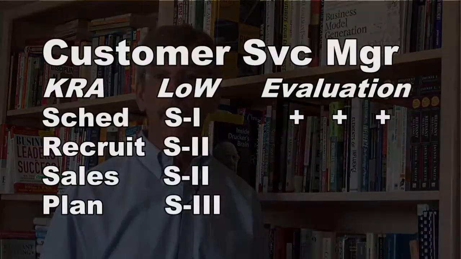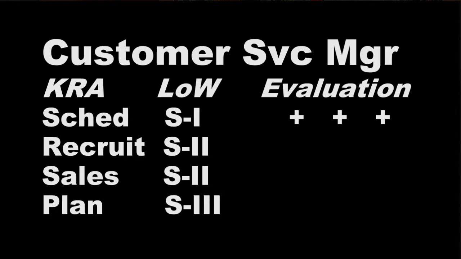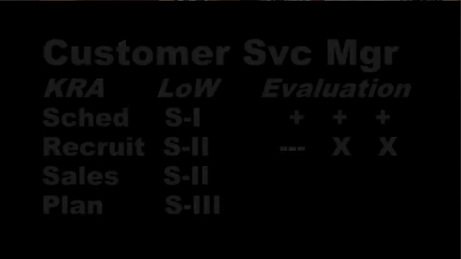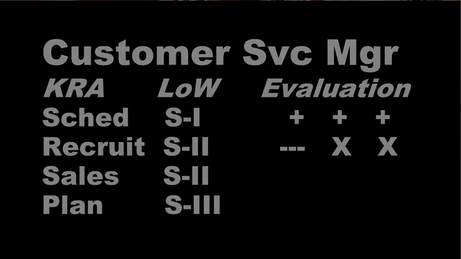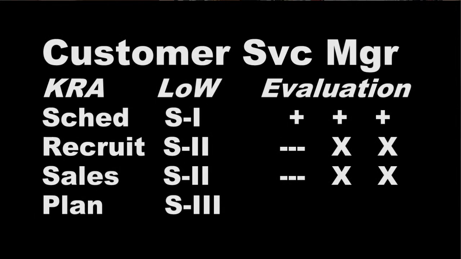We're going to start with the key result area of scheduling. When we ask the customer service manager, he gives himself a thumbs up. So does his manager. So does his manager once removed. In the key result area of recruiting, the customer service manager says that he got the ad into Craigslist, so he's going to give himself at least a neutral, give himself a pass. His manager says no. Manager once removed says no. In the key result area of sales, the customer service manager says that he's logging the customer identification into the computer system so that we can track them, so he's got to give himself at least a pass. His manager says no. Manager once removed says no.